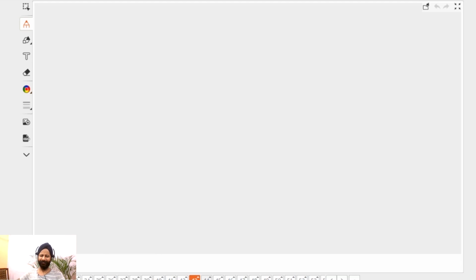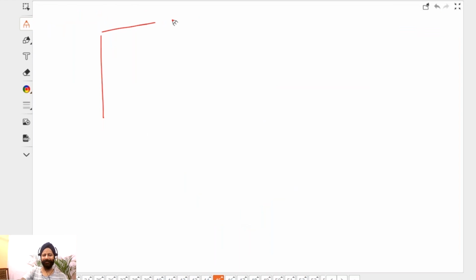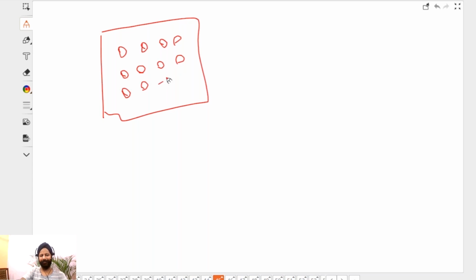So all this derivation I'm not doing. What is average life? Look at this. You had this container, there were some nuclei there, right? It's not a cheese. It's a container with nuclei in it. So what happened is this decay, right? It's gone within, let's say, 1 second.